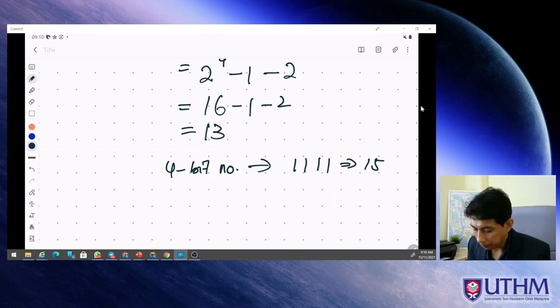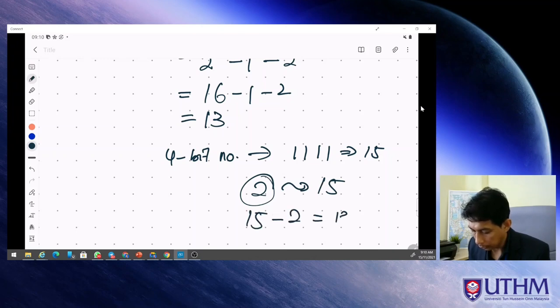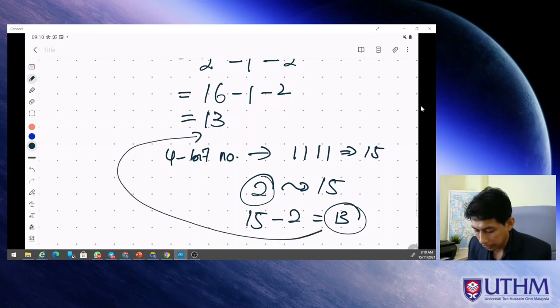So the complement means that if we have number 2, how much is left to get 15? So it is actually equal to 15 - 2, 13. Right. That is why we call it complement. Yeah, how many to complete? 13. Let's go back.